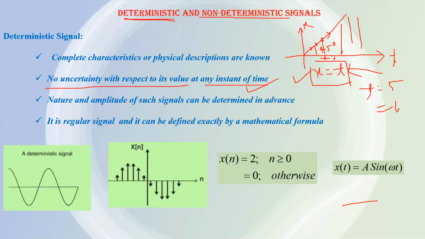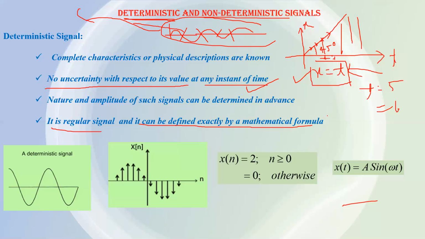Suppose this is a signal. This is deterministic signal. This is a deterministic signal because first you can convert from this plot, you can write a mathematical equation, and from that mathematical equation you can determine its amplitude, its strength of the signal at any instant of time. So this is a deterministic signal. It is a regular signal and it can be defined exactly by mathematical formula. This is very important. You can write mathematical formula for deterministic signal.